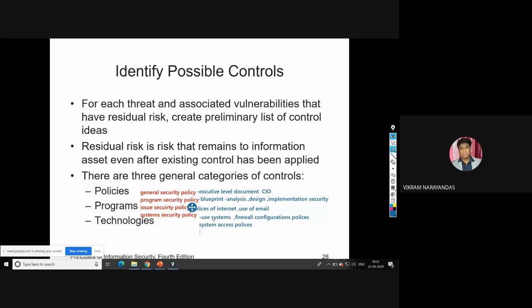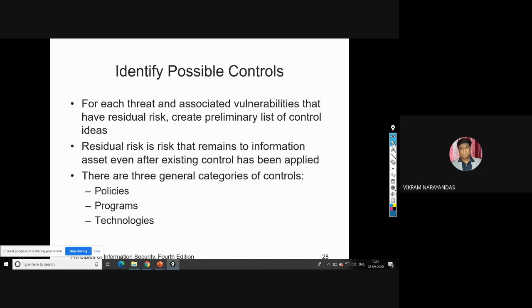We'll discuss the programs and technologies in the next class. If you want to become an information security certified trainer, you must understand these policies of your organization.